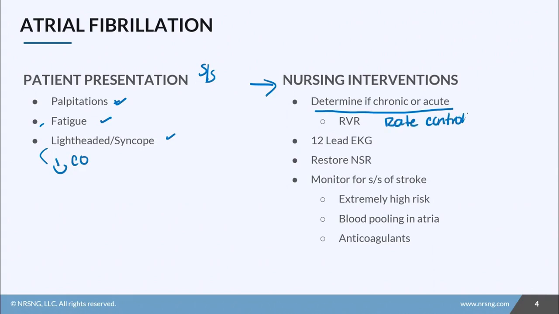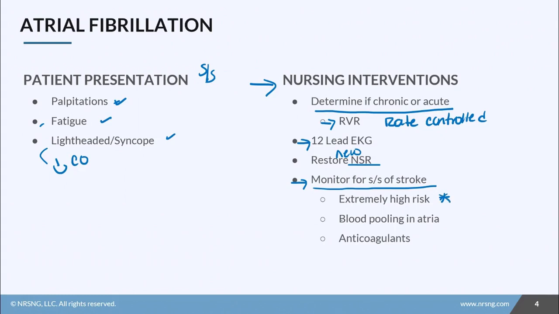Got to make sure that they are not in RVR, because that way I know that their cardiac output is adequate. Other nursing interventions would be to obtain a 12-lead EKG to always confirm the rhythm. If it is a new onset, then we got to restore them back to a normal sinus rhythm as soon as possible. Other things that we must do, whether it's chronic or acute, we got to watch out for any signs and symptoms of stroke because of how high risk they are for having a stroke.